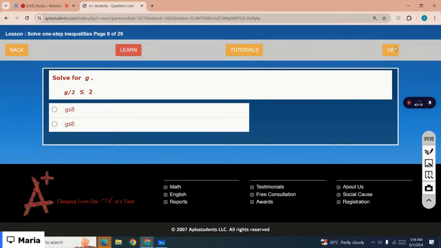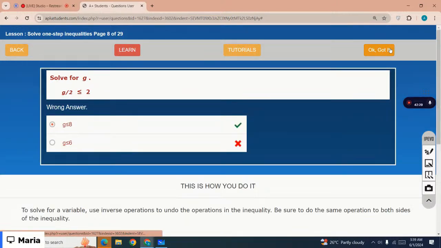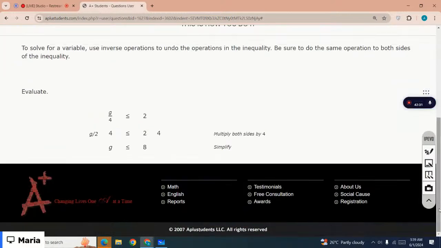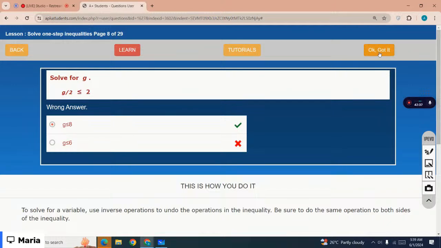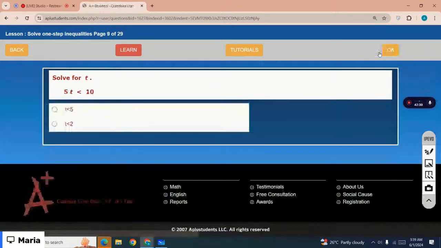Two times 2 is 4, neither 8 nor 6. The correct option is 6, right? Because 2 times 2 is 4. That is g is less than 4. Let's just select any of them. That must be g by 4, right? The correct option is g by 4. So when you multiply g by 4 on the other side, that would be 8.